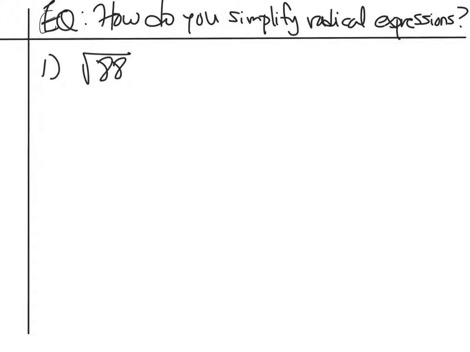Okay guys, so let's take a look at this. How do you simplify radical expressions, right? These are questions from the test, okay? So the first thing that you were supposed to do when you had something like this was you had to do the factor tree, remember?